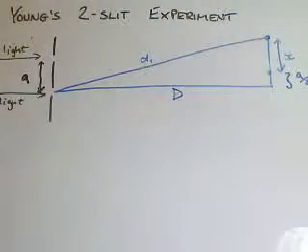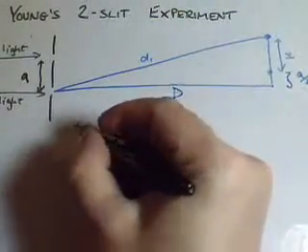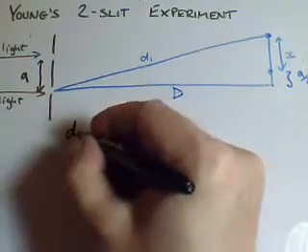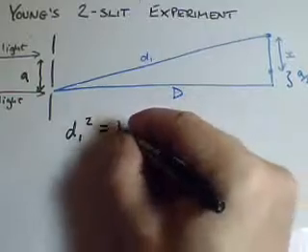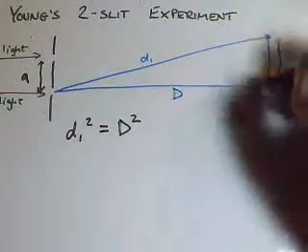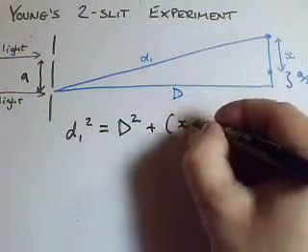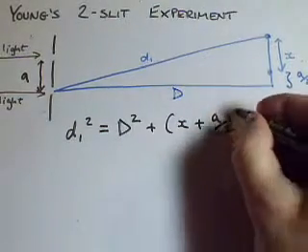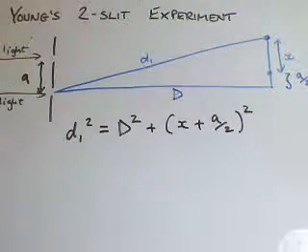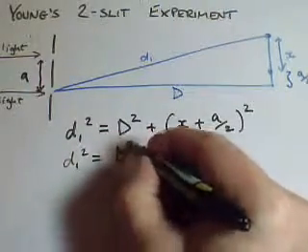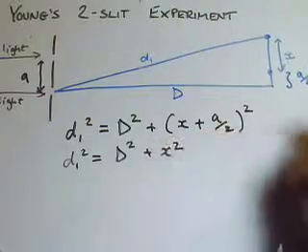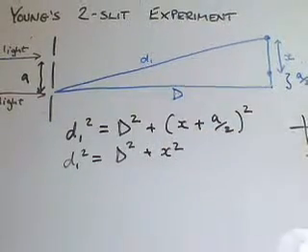Okay, well, if you tried that, the hypotenuse is d1, so Pythagoras' theorem says the hypotenuse squared, d1 squared, equals this side squared, which will be d squared, plus this side squared here, which will be (x + a/2) squared. Okay? And when we simplify that, we get d1 squared equals d squared plus (x + a/2) squared. You can do a little grid here for doing the multiplication out.